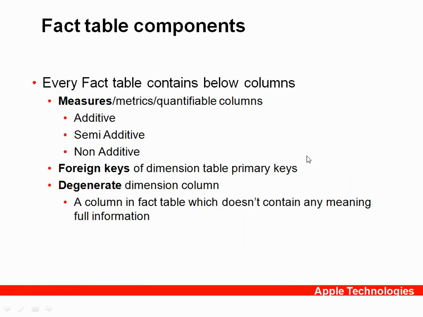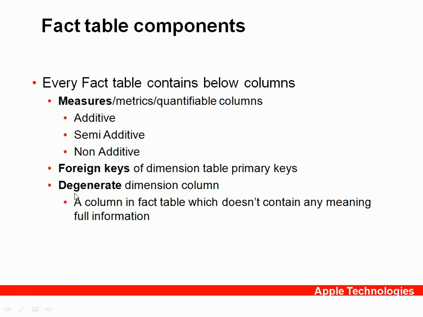You take any fact table, you will have some set of columns, because so far we know the fact table contains measures and foreign keys of the dimension tables. Every fact table has measures, or you can call them metrics or quantifiable columns. These are numerical, like quantity, price, number of customers, number of products, all numerical columns, and you will have the foreign keys. Without foreign keys you cannot join the fact table with your dimension table. So that is the second thing we already saw.